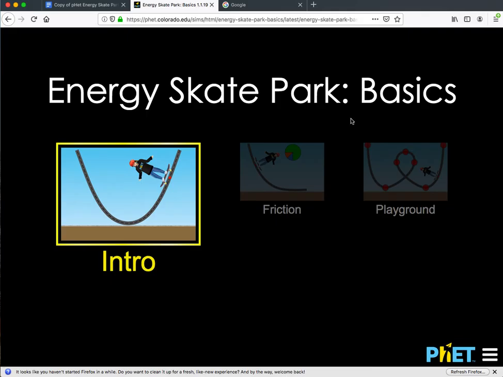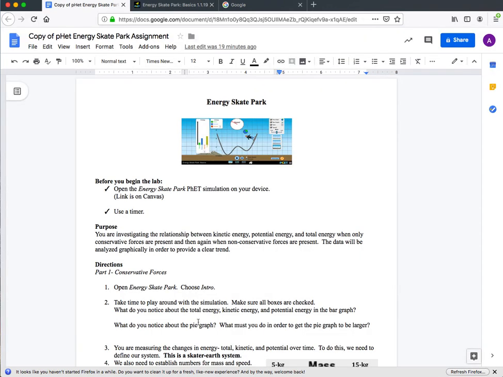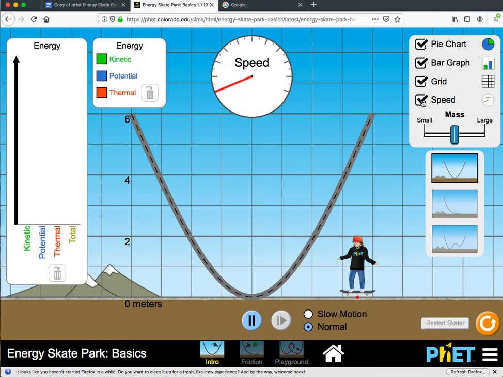Once you get there, you should see this right here. You will need to click Intro. So you see there's a U-shaped ramp and then a skater here. Your assignment does tell you to make sure all boxes are checked. So if I go back and check the pie chart, bar graph, grid, and speed, you'll notice that you really can't change the shape of that actual ramp, this U-shaped ramp or skate park.